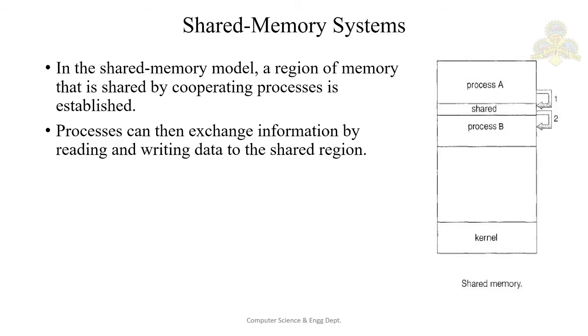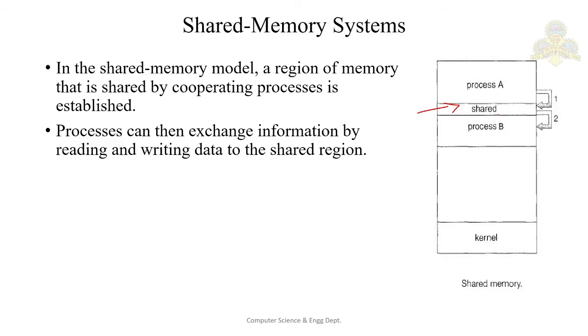That is, they can read the data present in the shared memory, and they can write data into this shared region. Say process A has updated some data and kept it in the shared region. Now process B can read the data from this shared region. The shared memory region resides in the address space of the process creating the shared memory segment. The other processes that wish to communicate using this shared memory segment must attach it to their address space.